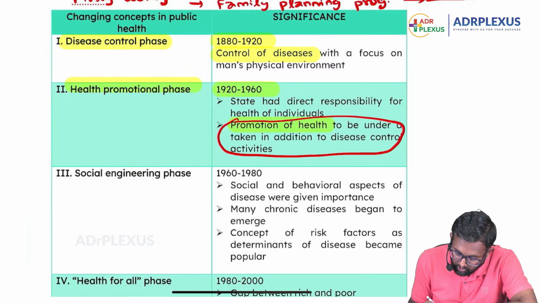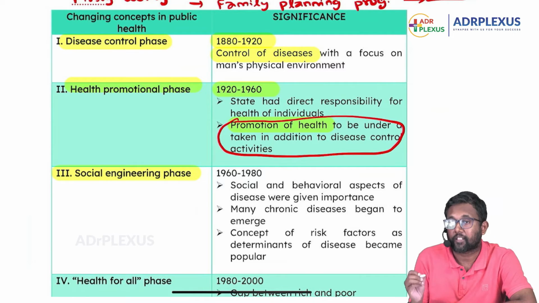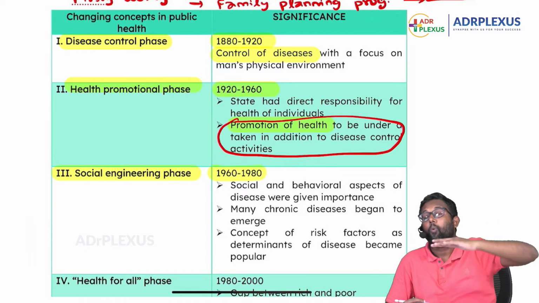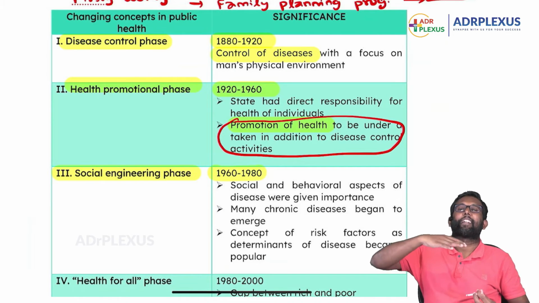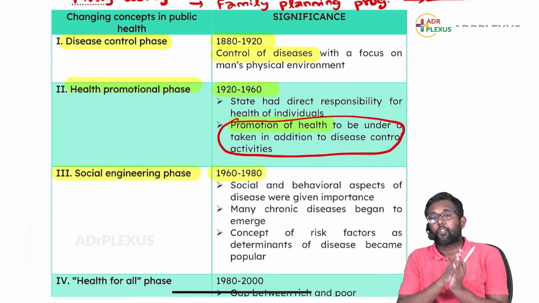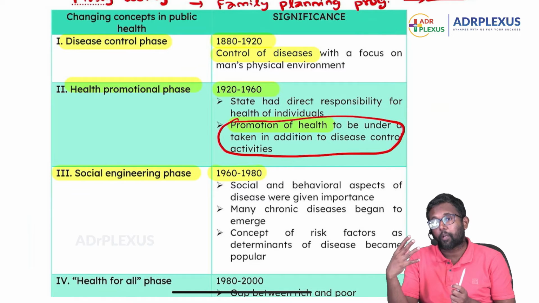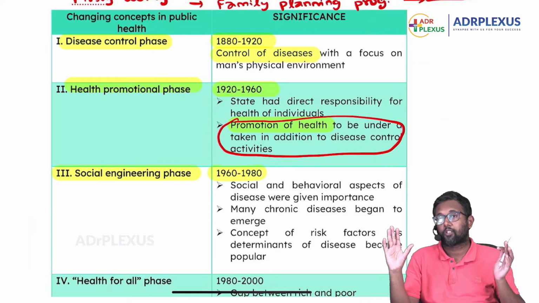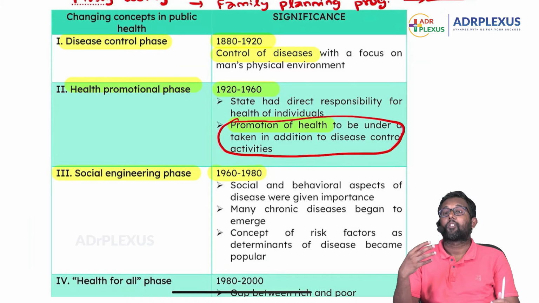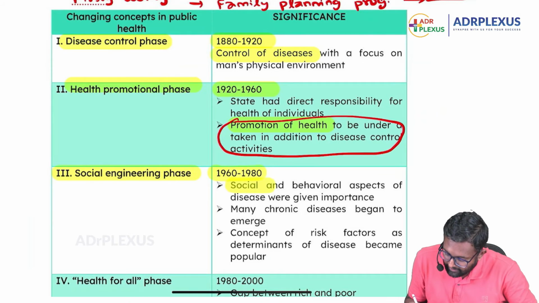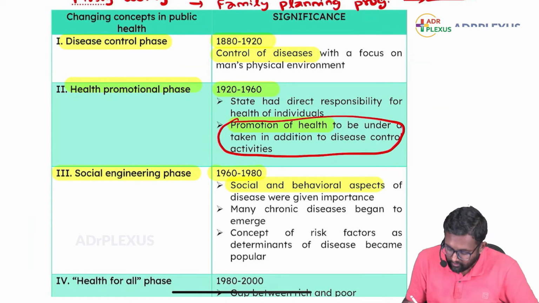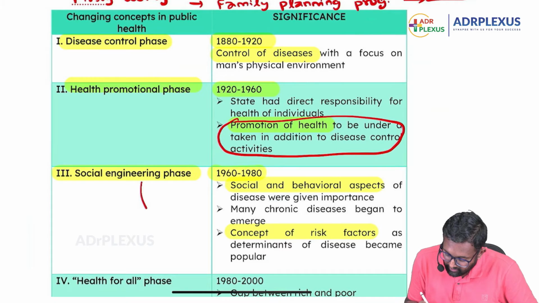The third phase is called the social engineering phase. In 1960 to 1980, what happened? Communicable diseases like malaria and filariasis came down. Non-communicable diseases, diabetes, cancer, hypertension, now started. So rather than focusing on communicable diseases, they thought we have to focus on non-communicable diseases like cancer. They are very chronic diseases, so we have to have a new approach. That approach is called risk factors. They said our social and behavioral aspects, like drinking alcohol and smoking, are the things. So we have to focus on risk factors. That is the social engineering phase.